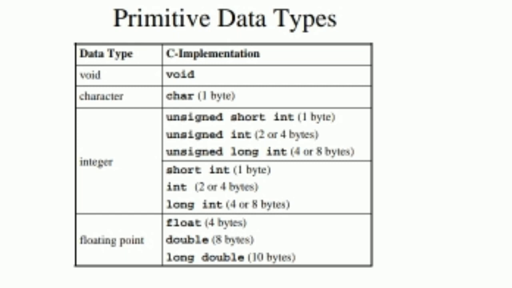Int, as the name suggests, an int variable is used to store an integer. Float is used to store decimal numbers, numbers with floating point values with a single precision. Double is used to store decimal numbers with floating point values with a double precision.